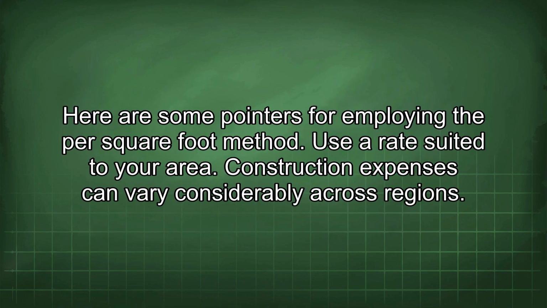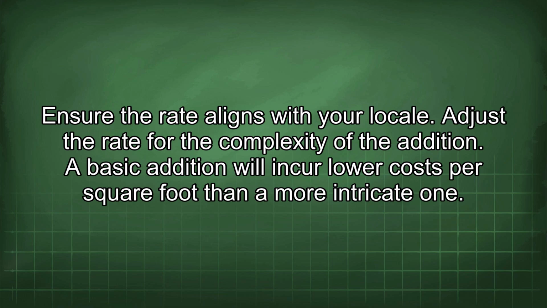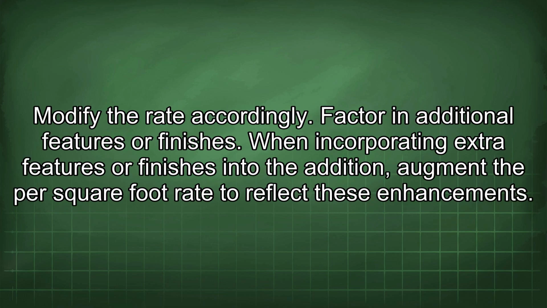Here are some pointers for employing the per square foot method. Use a rate suited to your area. Construction expenses can vary considerably across regions. Ensure the rate aligns with your locale. Adjust the rate for the complexity of the addition. A basic addition will incur lower costs per square foot than a more intricate one. Modify the rate accordingly. Factor in additional features or finishes. When incorporating extra features or finishes into the addition, augment the per square foot rate to reflect these enhancements.